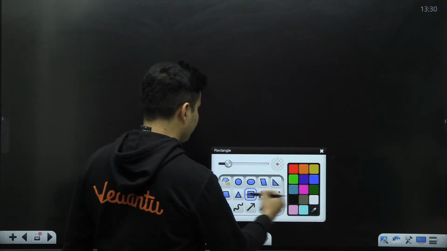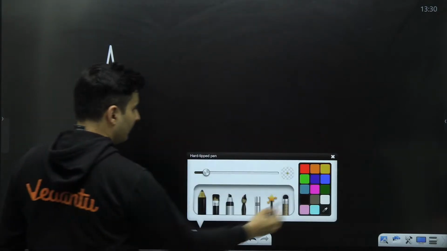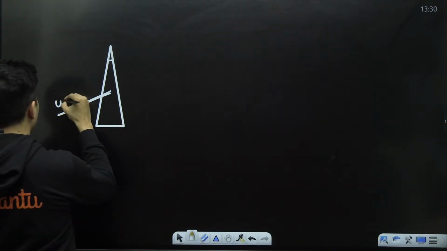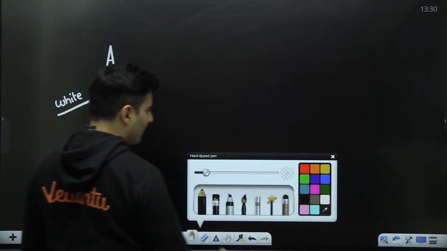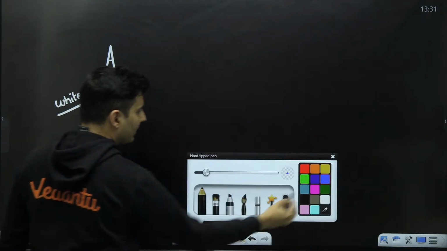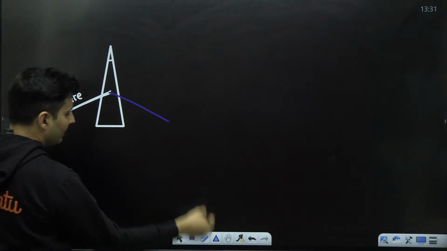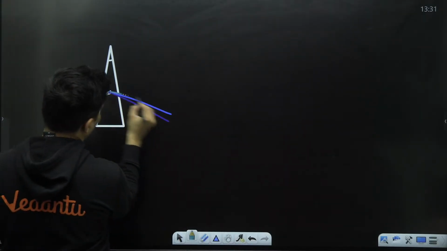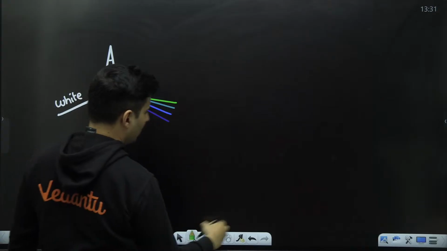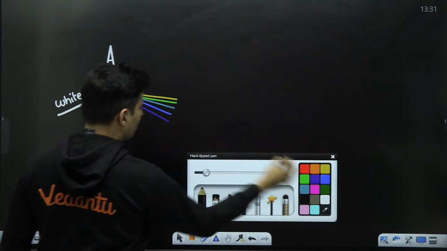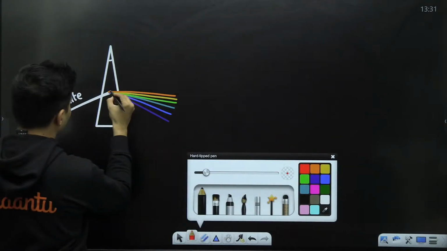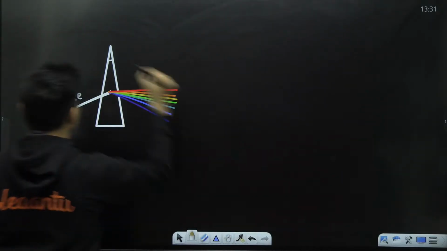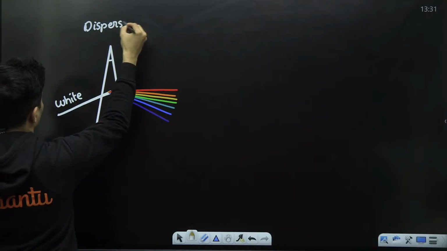Also, if you take a prism like this with some angle over here, and you pass in some white light, which is a mixture of all the rainbow colors, the violet color will deviate the most. Then indigo, blue, green, yellow, orange, and this is your red. This is how the spectrum will look. This is called dispersion.